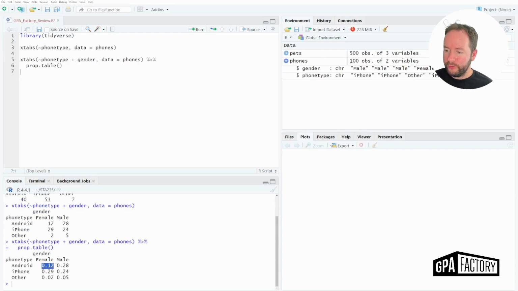We have 12% of survey respondents were female with Androids, 28% of respondents were male with Androids, 29% were female with iPhones, I should say, and so on. And we want to know what's the probability that a randomly selected student in this group owns an iPhone or is female. So here's what I want you to do.